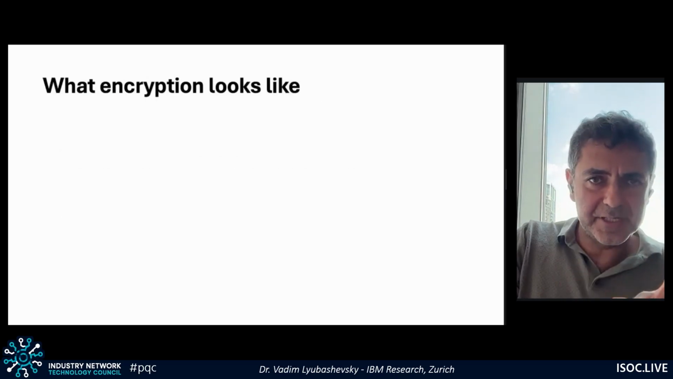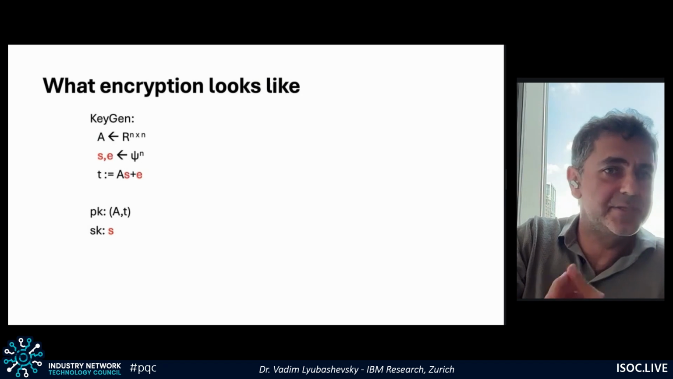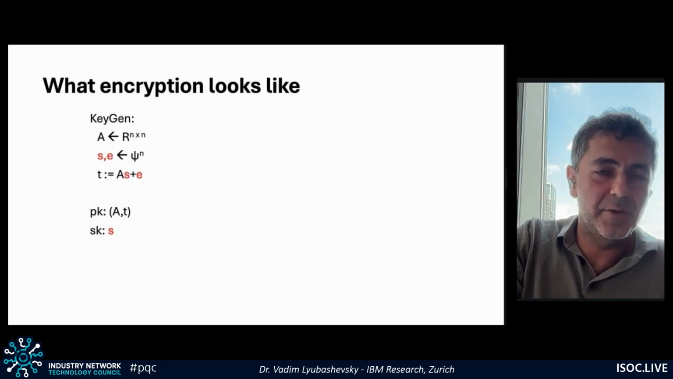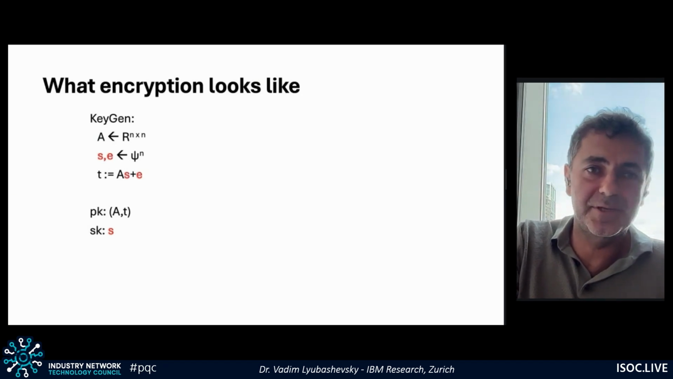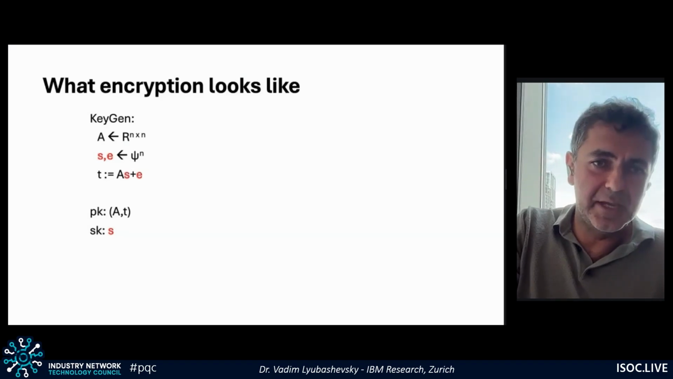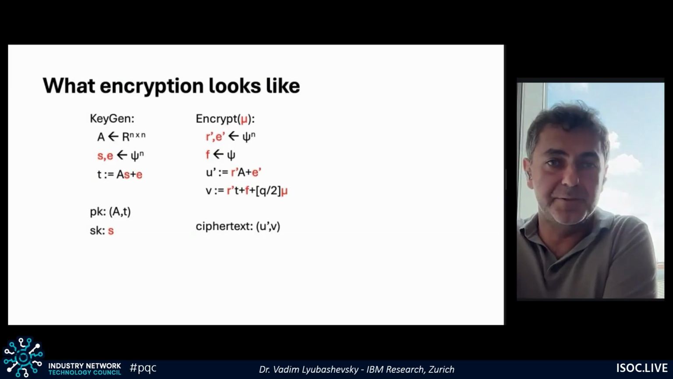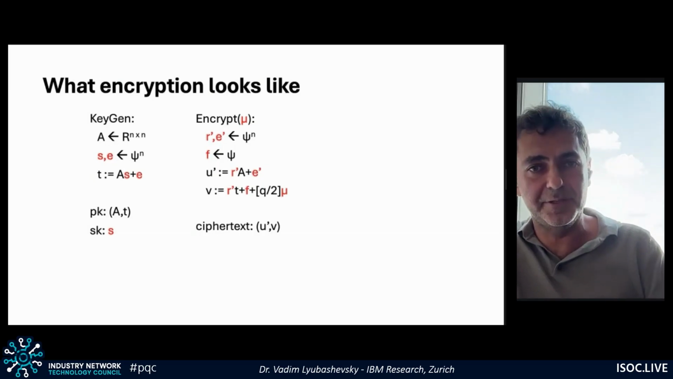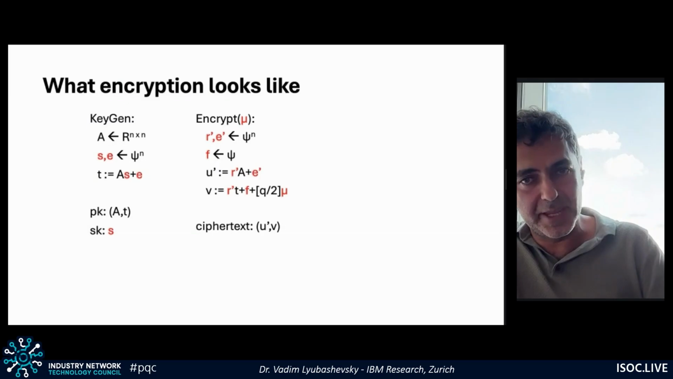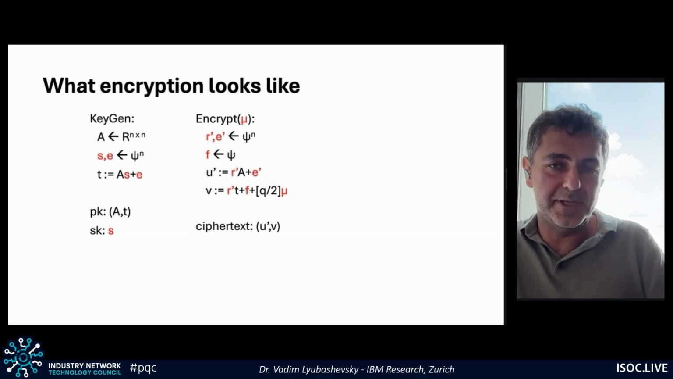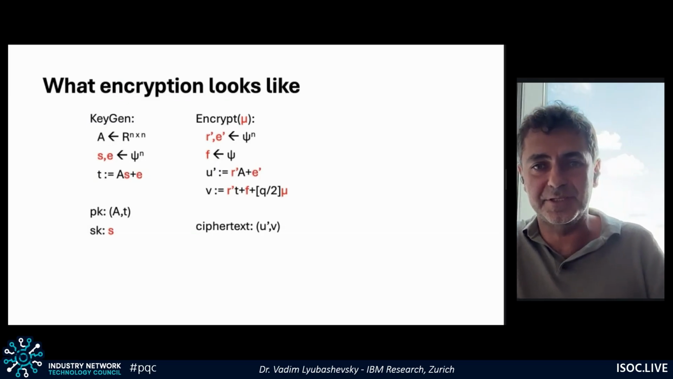The operation is actually very simple, and what encryption looks like is also very simple. All we're doing is multiplying vectors by matrices. For key generation, you just generate a random matrix A. You take secrets S and D, and you multiply A times S plus D. That's your public key, A and T. Then to encrypt, you're doing the same thing. You're generating a bunch of small polynomial vectors, and you're multiplying by A, and you're multiplying by T. So again, it's just vector-matrix multiplication of these polynomials.